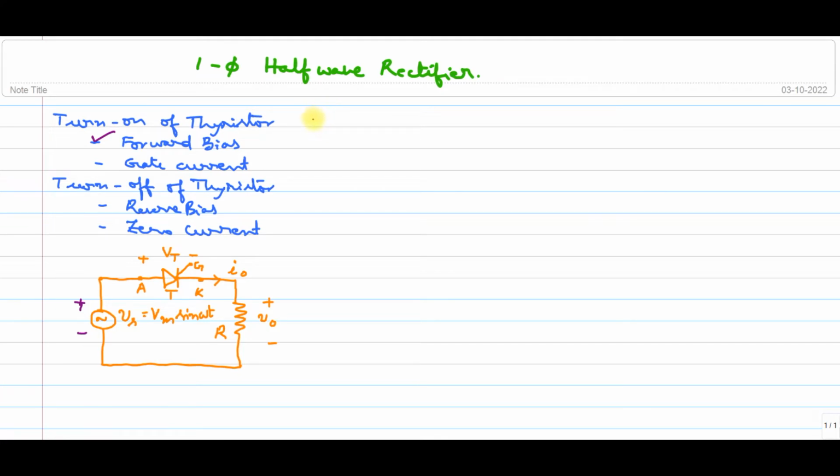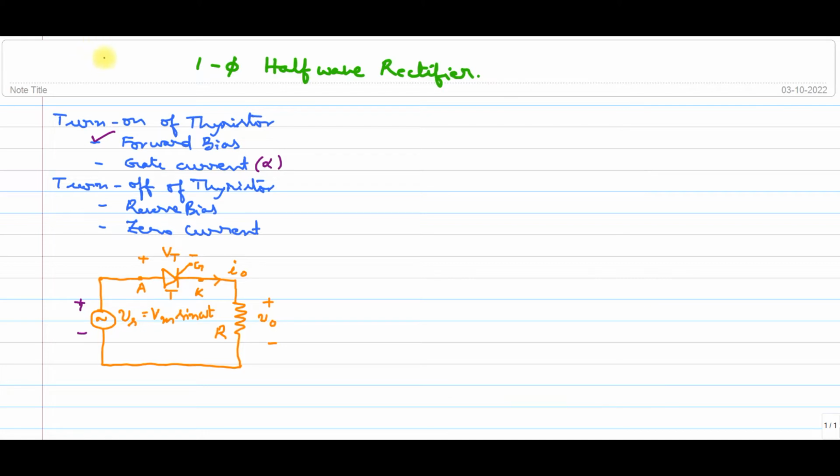So let me specify if gate current will be applied at firing angle alpha. Firing angle means this is the angle at which we are providing the gate current, such that after which the thyristor will be turned on, and before that the thyristor is turned off only. So this is the case.